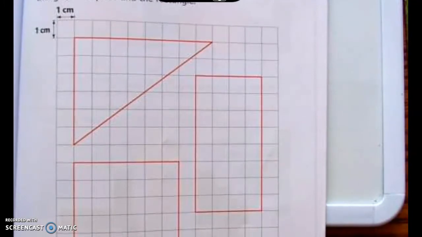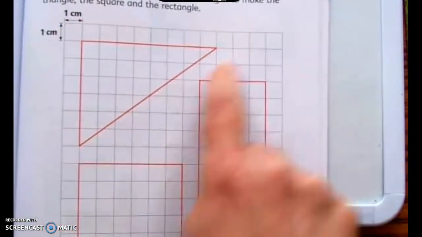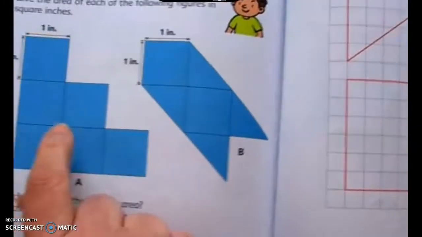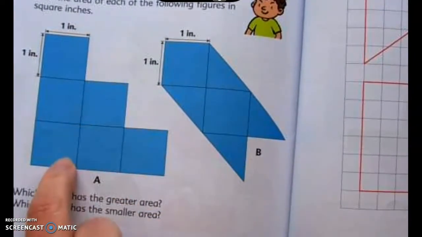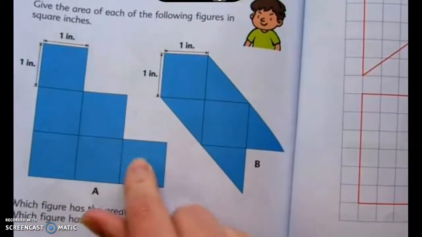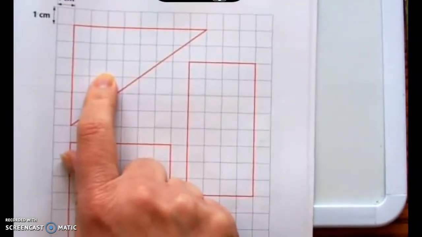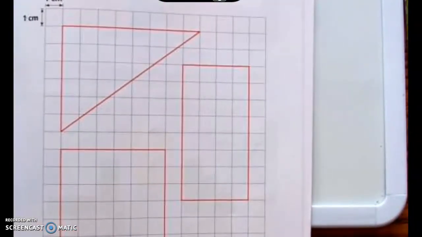Or if you're going to go for a walk around the block, how far is it to go around the block? The only reason you need area for that kind of thing is maybe back and forth for mowing the lawn, that might fill up the area. But the perimeter is the outside. So how do we find perimeter?